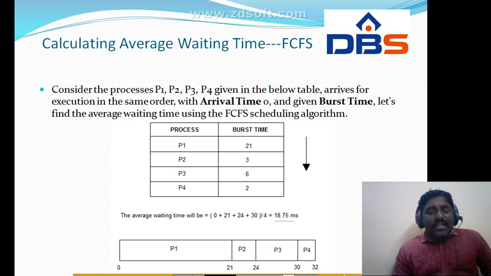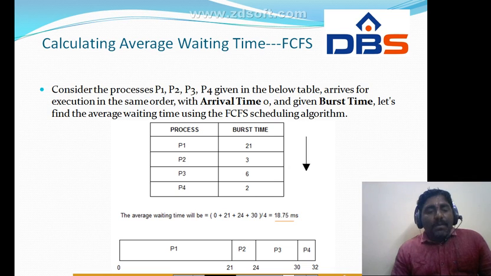Here is how we calculate the waiting time. Process P1 immediately starts its execution, from 0 to 21. For process P1, how much time does execution take? 21. That means process P1 does not wait. It starts at 0 and completes its execution at 21 milliseconds, that is, 0 to 21.